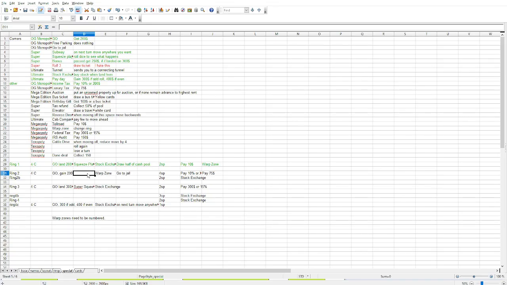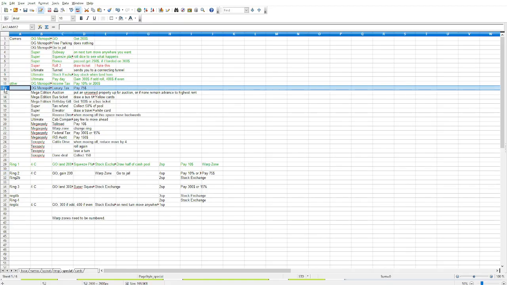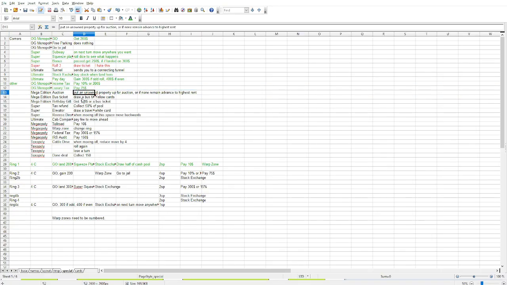I could put in something here that involves gaining money though. Auction. Okay, I need to mark off luxury tax in dark green. Auction. Oh, I'm putting that on ring 3. Yeah, it's good.